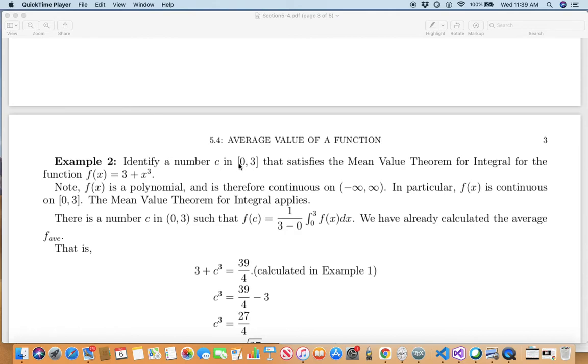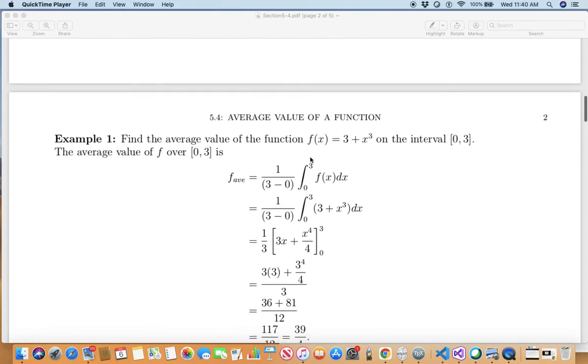Identify a number c. So a number, right? You are guaranteed one number. There could be more. So they're asking you to identify at least one number c in the interval 0 to 3 that satisfies the mean value theorem for integrals, right? The function is f(x) equals 3 plus x cubed. Remember, that was our example 1, 3 plus x cubed on the interval 0 to 3. So you want to find some number c where the average value is equal to the value of f.